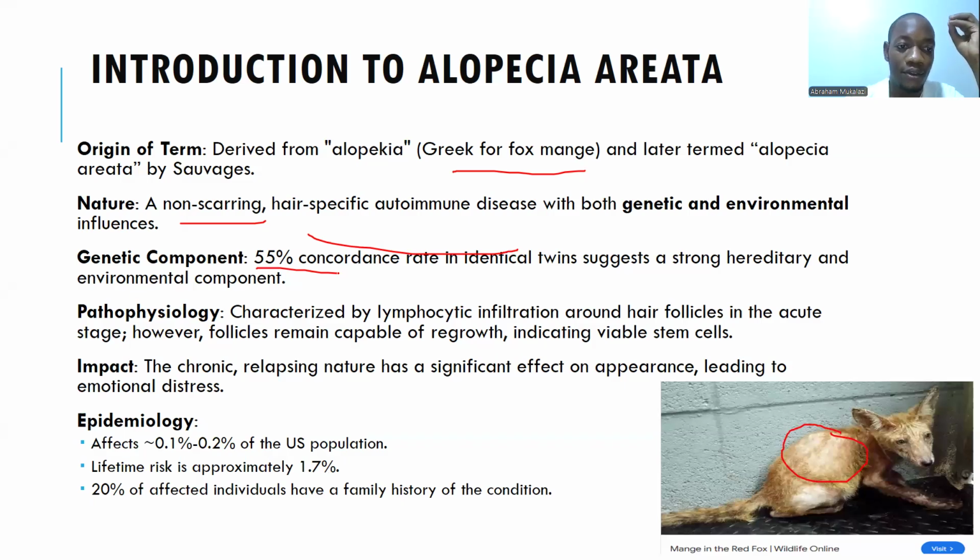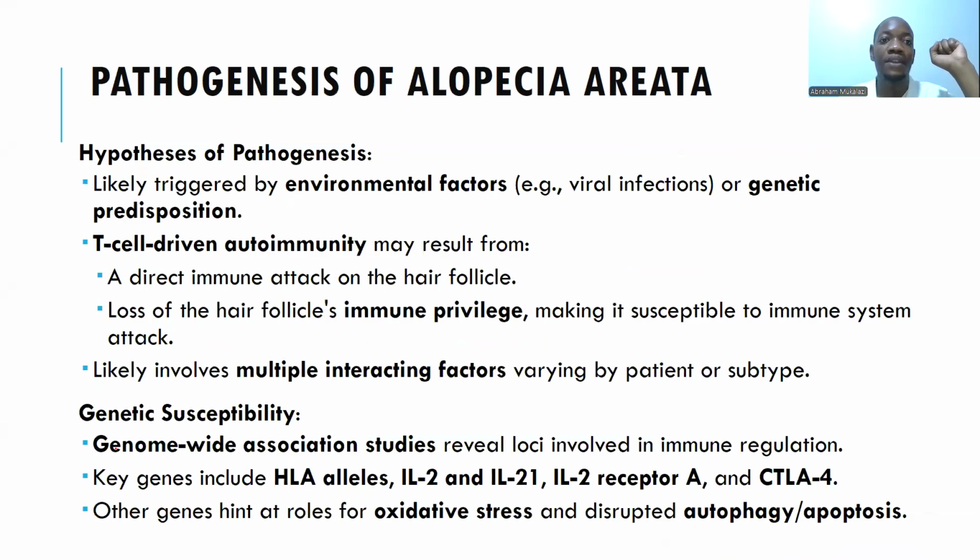loss. And you find that when it comes to the epidemiology, in those better-off countries where they are able to do these studies, like in the United States of America, it was found to be about 0.1 to 0.2%. And the lifetime risk of acquiring this condition stands at about 1.7%. And you find that 20% of the affected individuals have a positive family history of the condition. And this is actually more suggestive of the possibility of genetic contribution in the development of alopecia areata.